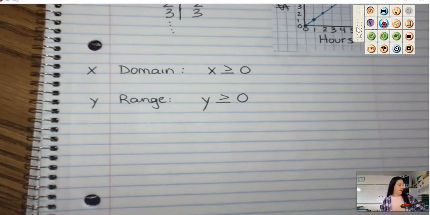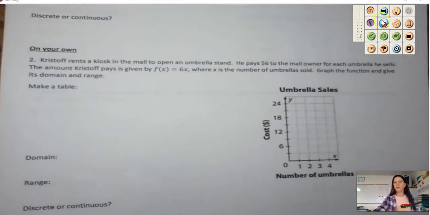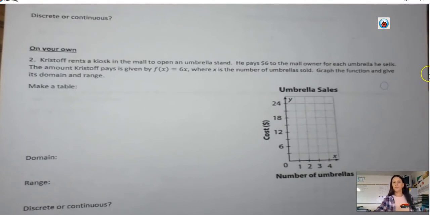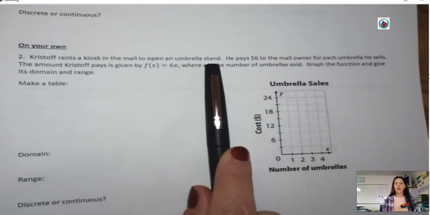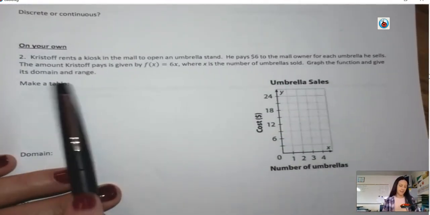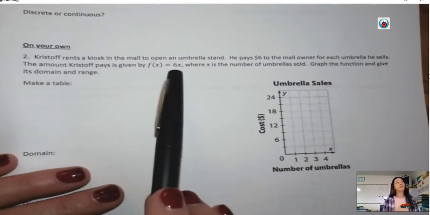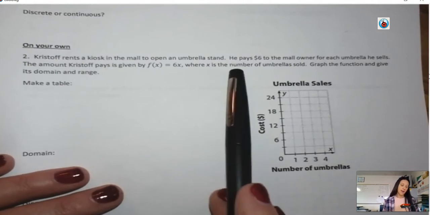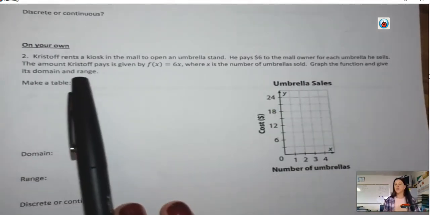Okay, now you're going to do one on your own. I'm going to read it to you. Christoph rents a kiosk in the mall to open an umbrella stand. He pays $6 to the mall owner for each umbrella he sells. The amount Christoph pays is given by f of x equals 6x, where x is the number of umbrellas sold. Graph the function and give its domain and range.